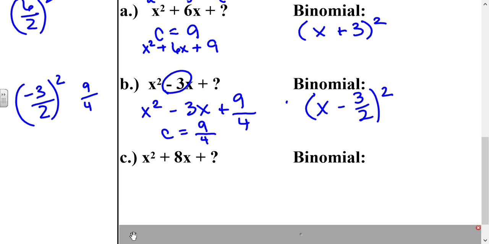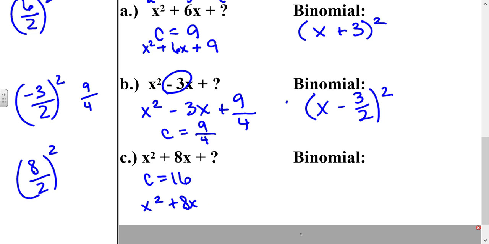Okay, one more example. All right, so this one, x squared plus 8x plus blank. So we take b divided by 2 squared. So 8 divided by 2 is 4. 4 squared is 16. So C equals 16. So I would have x squared plus 8x plus 16. So factors of 16 that add to be 8. B divided by 2 would be 4. So x plus 4 squared.